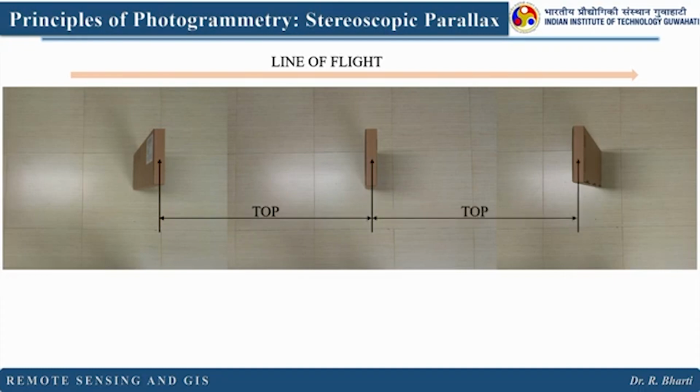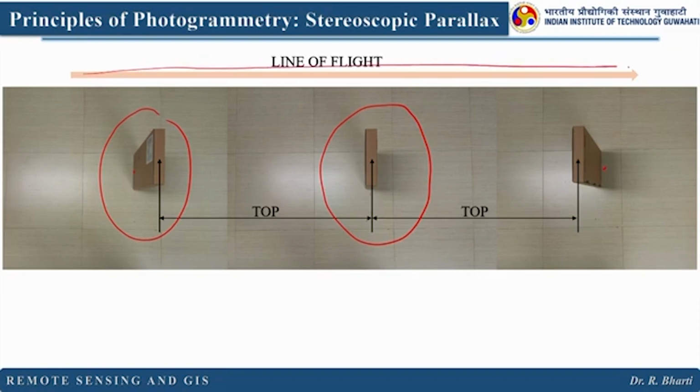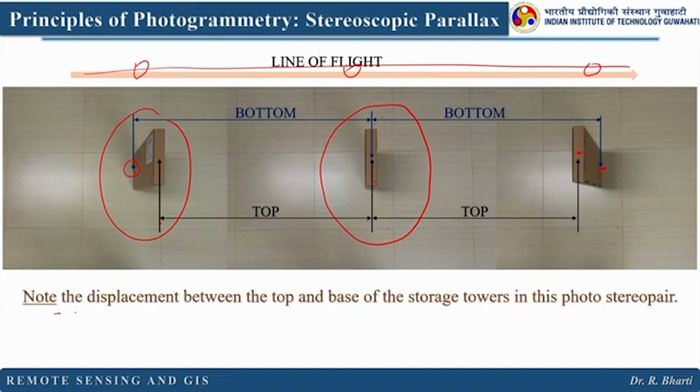Here in this image you can see only the top. Here you can see this side, and in this image you can see this side. If you have this complete observation, from here, here and here, you can fully cover this area, and you can estimate the distance between the tops and the distance between the bottoms. Here you can see the bottom, so you can easily pinpoint it and take this distance, but in this case top and bottom will be the same, whereas in this one top will be different and bottom will be different. If you have such information, you can always calculate the top and bottom distance from stereo pairs. Note the displacement between top and base of the storage tower in this stereo pair.